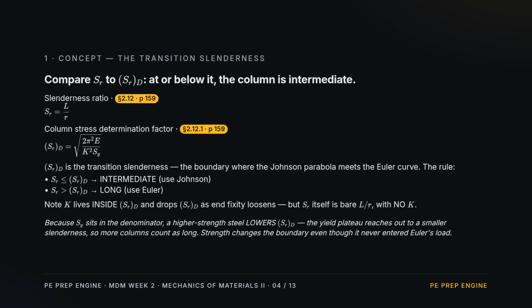Concept 2. The transition slenderness. Slenderness is length over radius of gyration, plain L over r, no K. The transition, called the column stress determination factor, carries the stiffness, the yield strength, and the end condition factor under a radical. Then the rule is a single comparison. If the slenderness is at or below the transition, the column is intermediate and Johnson governs. Above it, the column is long and Euler governs. And notice the K lives inside the transition, not inside the slenderness.